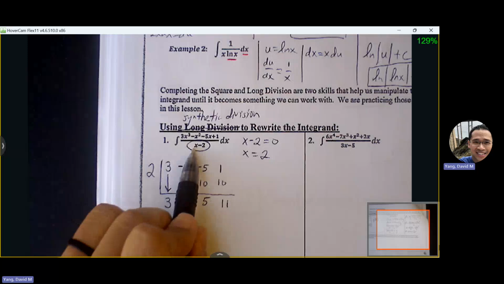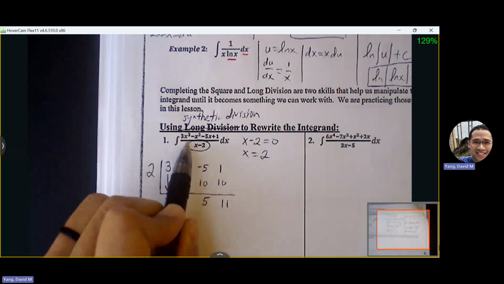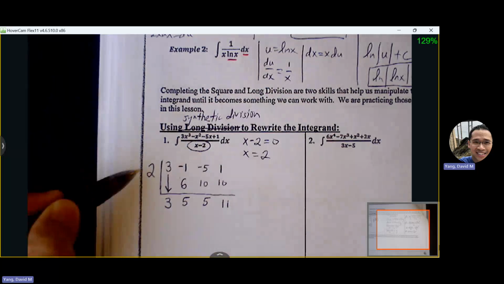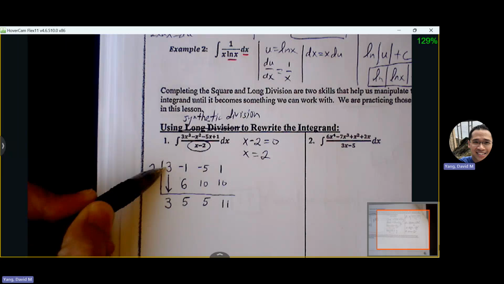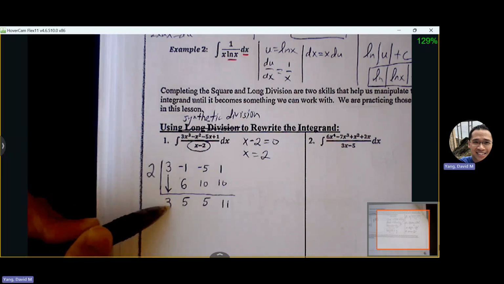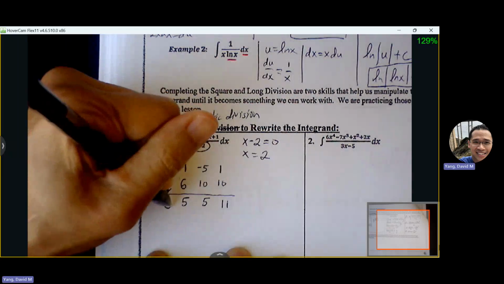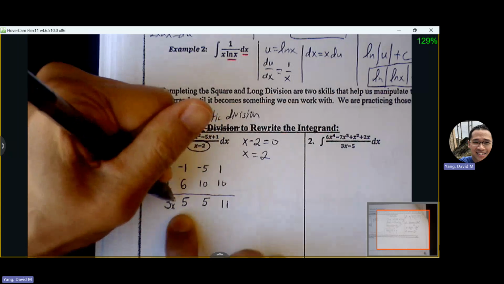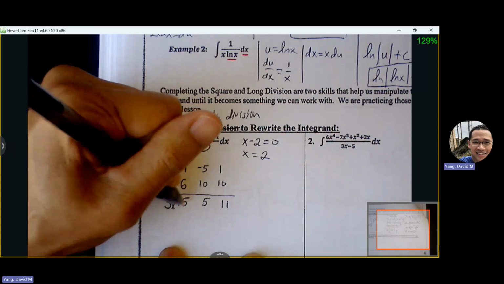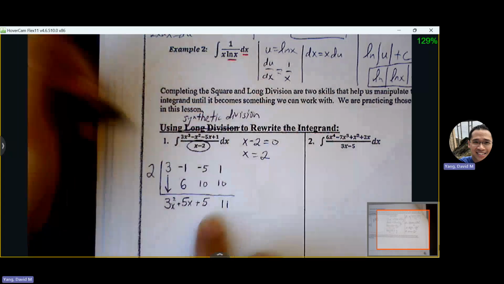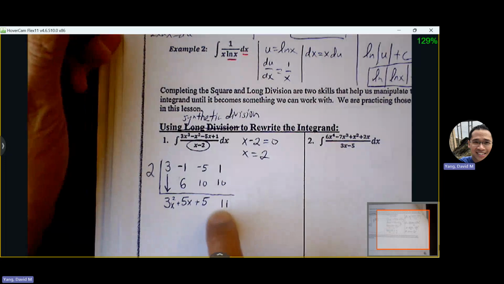Now we're dividing by x. So if we're dividing by x, every degree is going to fall by 1. So this started off as 3x cubed. After the division, this is now going to be what? 3x squared. So 3x squared. And then every term is going to fall by 1 degree. Plus 5x plus 5.